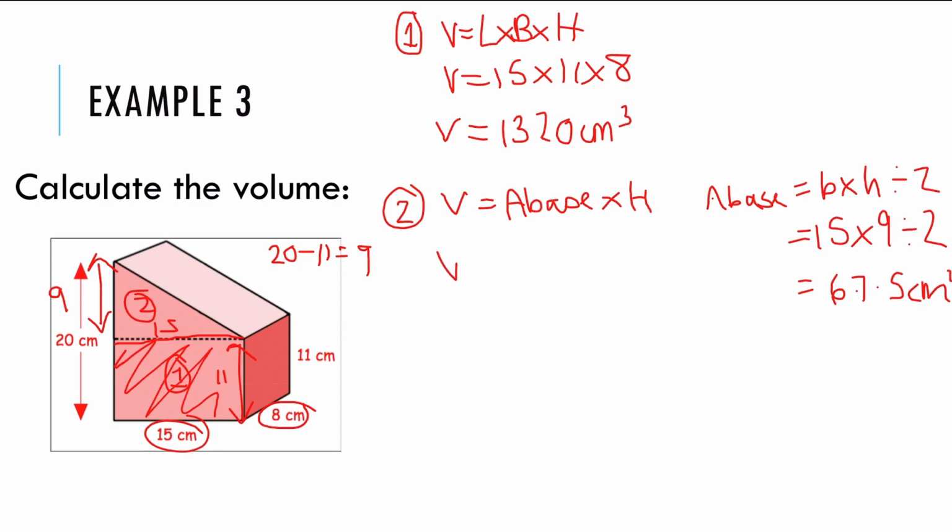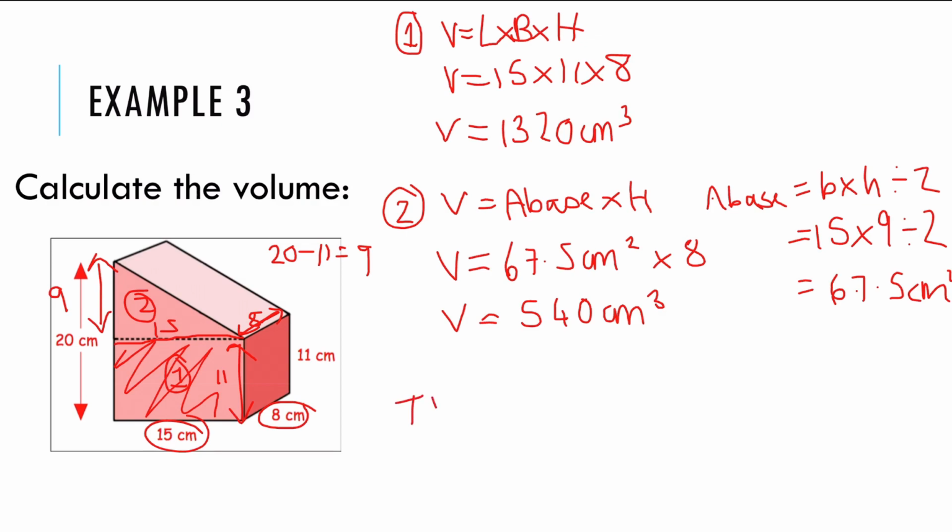So substituting that back in. The height of the prism, remember the stretch of the prism is the same as the cuboid, it is 8. Okay, so I've got my volume of my cuboid, volume of my triangular prism. Now to get my total volume, all I need to do is add these together.